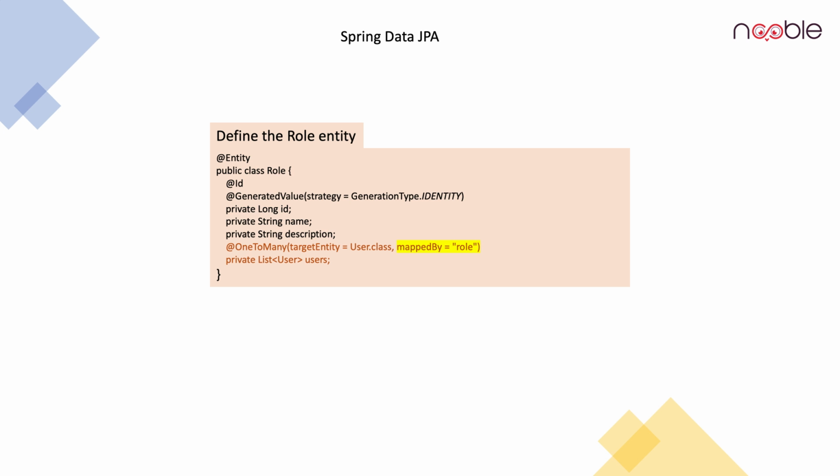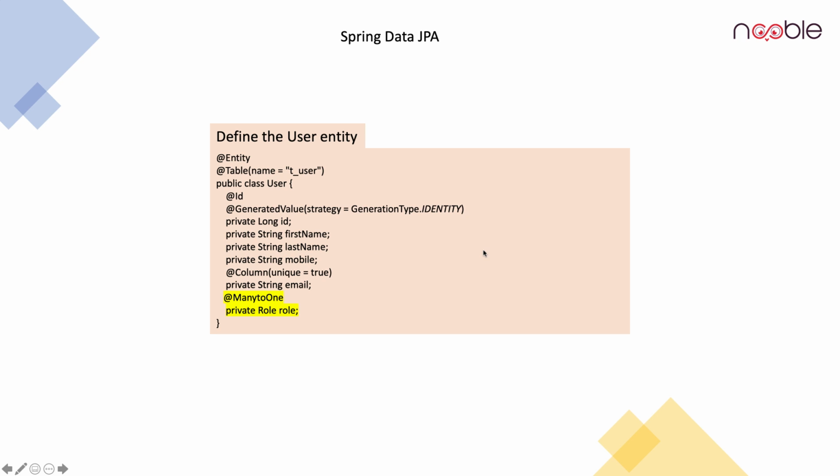Now defining the role entity, you can see here nothing much has changed, only the mappedBy role has come in. So this will give the representation of the role ID in the database. And coming to the user entity, the only change that has come is the many-to-one annotation. We'll be defining private role of type Role.